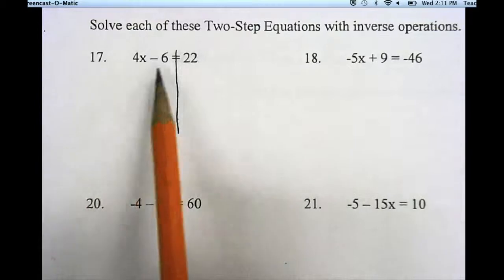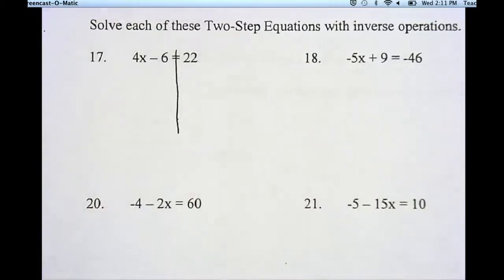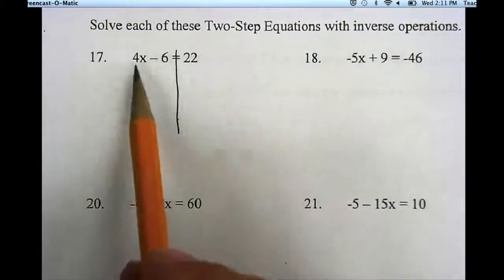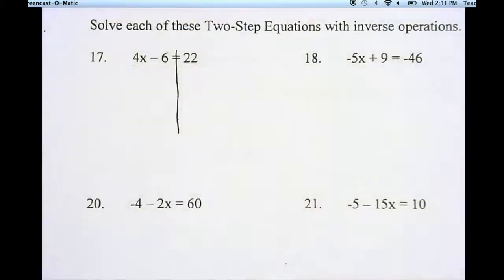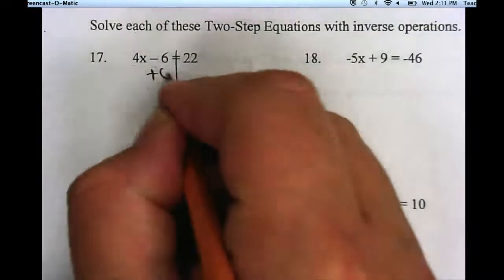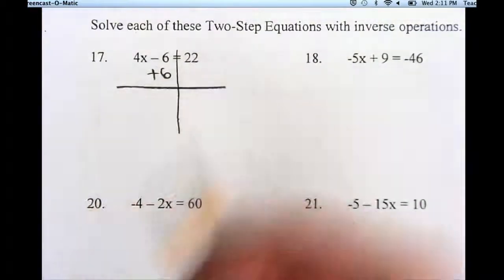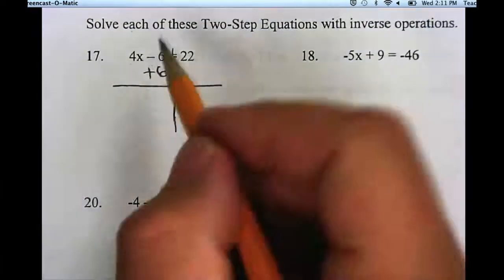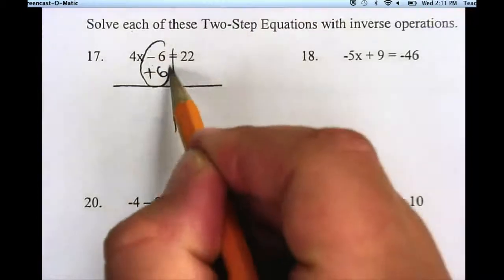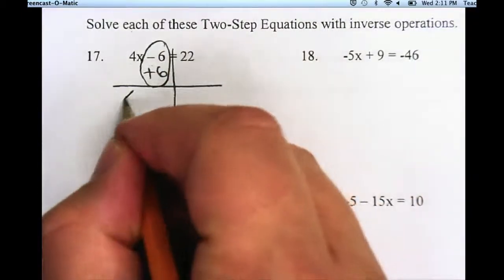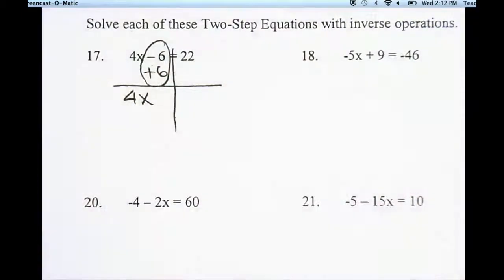So I have 4x and minus 6. I've got to get what's not connected to x out of there first. And what's not connected to the x is this negative 6. I create a 0 with that negative 6 by adding 6 to that side. Now, when I do that, my negative 6 and positive 6 are going to cancel out. I'm just going to be left with 4x there. So I've simplified the left side by quite a bit. I've got rid of that negative 6.